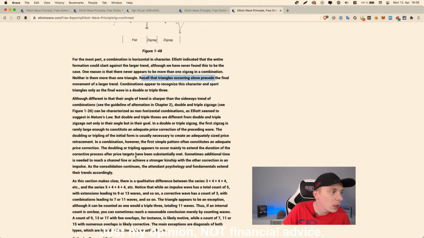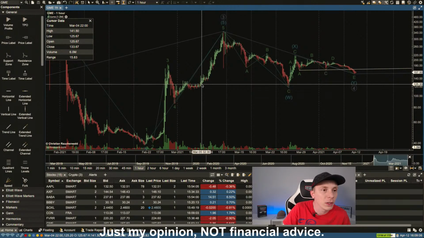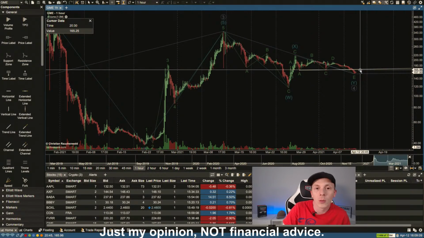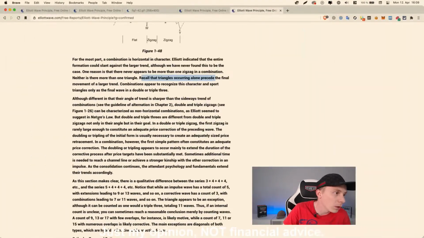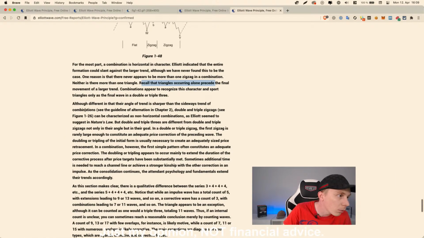And somewhere in here, it also mentions that a triangle or double threes usually occur, or it appears that they just occur, to increase the duration of the correction. And it mentions somewhere about double zigzags. Double and triple threes are different from double and triple zigzags, not only in their angle, but in their goal.